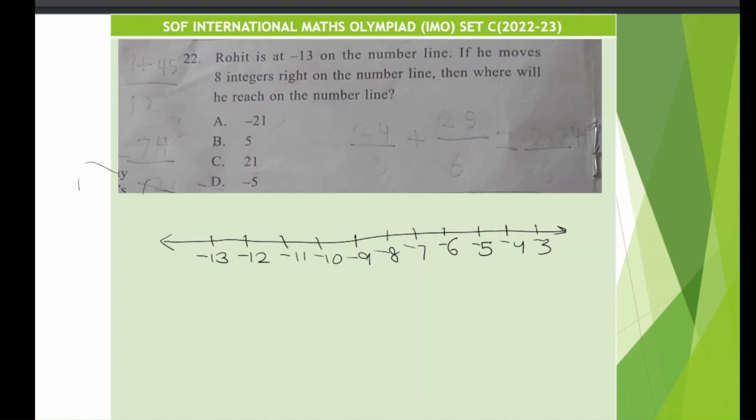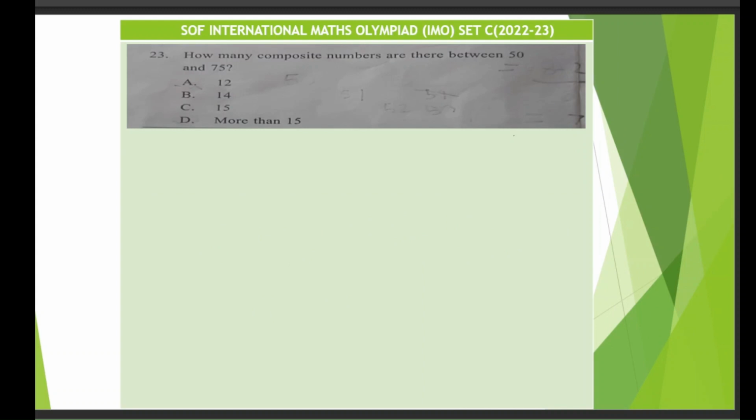So Rohit is at minus 13 and he has to take 8 jumps to the right. 1 jump, second jump, third jump, fourth jump, fifth jump, sixth jump, seventh jump, and finally 8th jump. Where did he reach? Rohit, after 8 jumps to the right of minus 13, reached minus 5. So question number 22 is option D, minus 5. Okay, let's move to the next question. Let's start with question number 23.